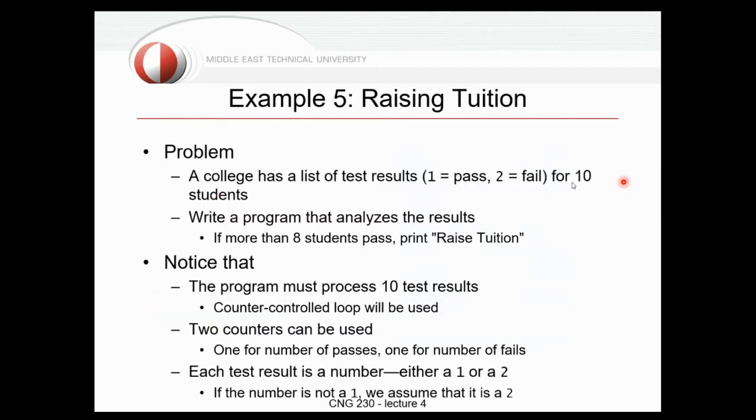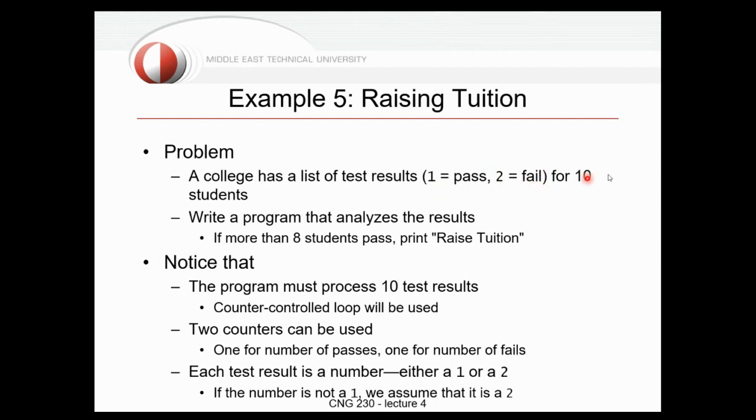All right, another example. This example is very interesting because we have 2 counters here. We want to check the test results. Either the student passes or fails the course. For passing, we assign 1. For failing, 2. Obviously, later when you learn about strings, you can even define them as pass and fail. But now we are dealing with integer and float mostly. So let's say passing is 1, failing is 2.